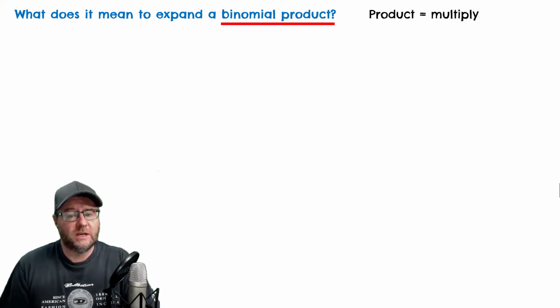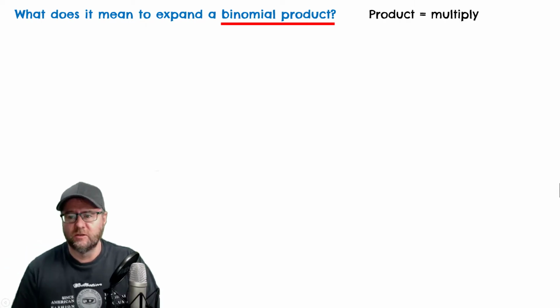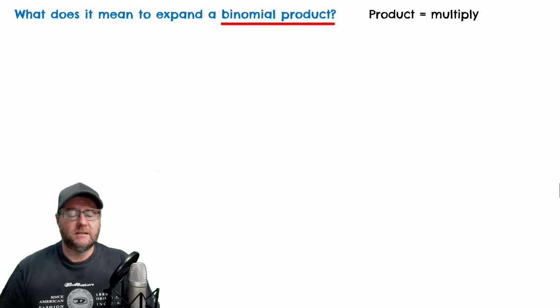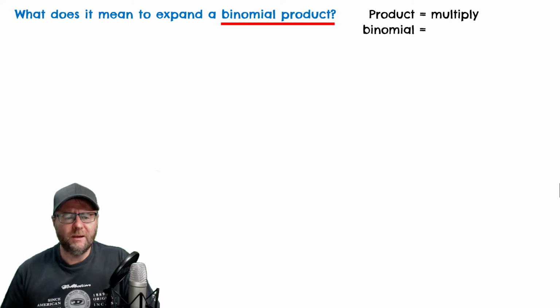A product is just what you get when you multiply two numbers together. So 2 times 3, the product is 6. So product just means the result when you multiply, but binomial, what does that word mean?